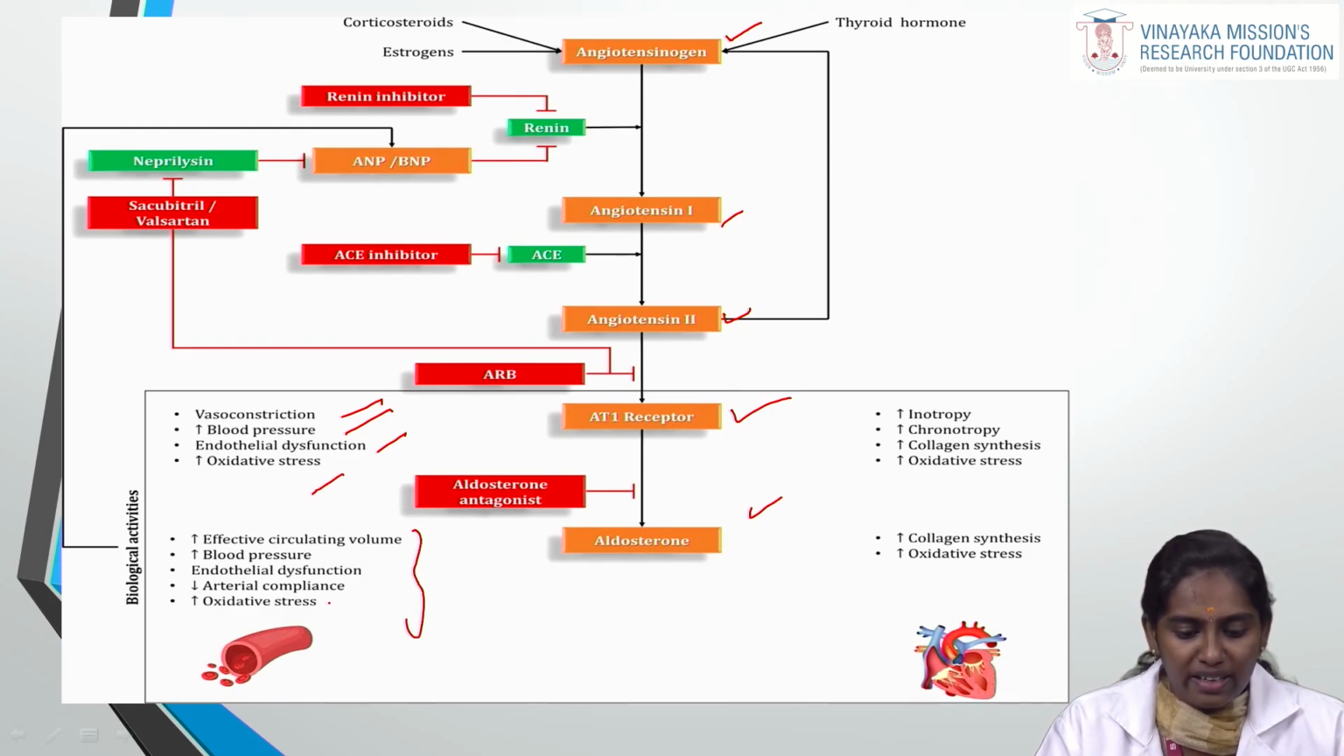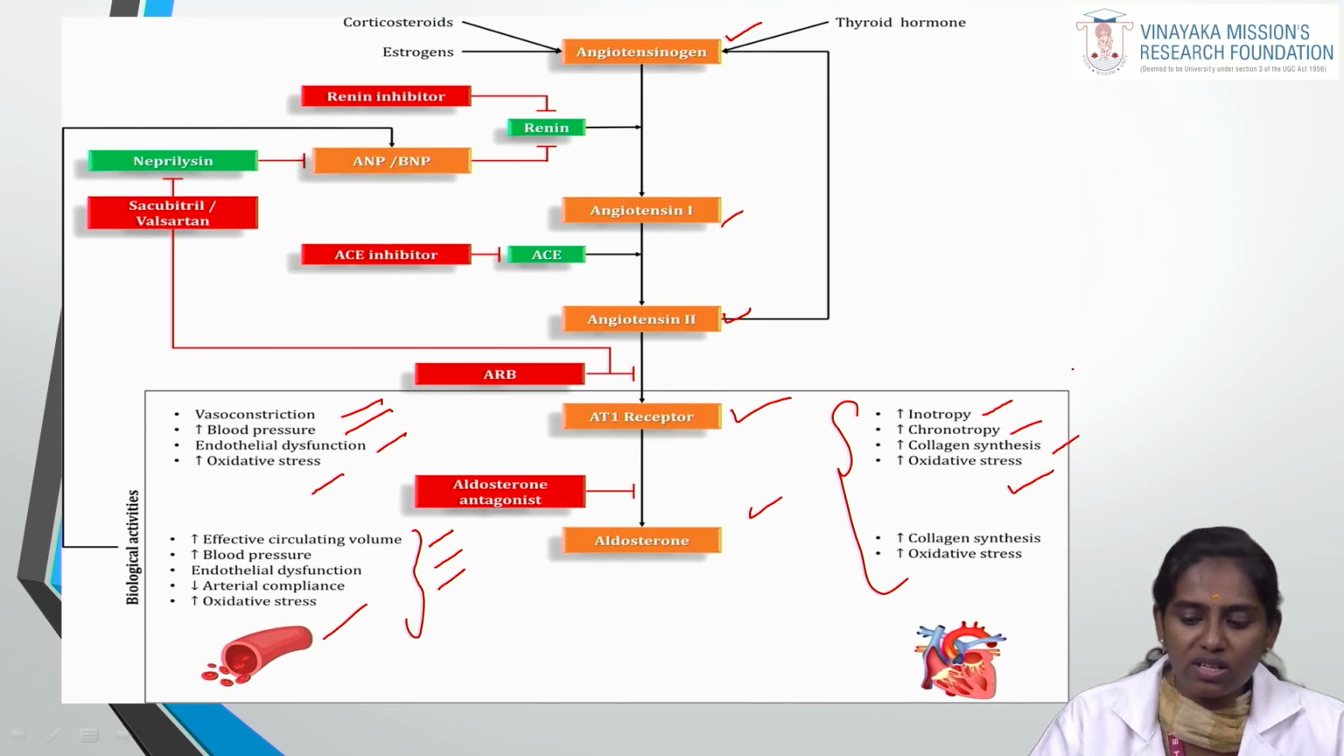The second thing it is doing is increasing the effective circulating volume, increase in blood pressure, endothelial dysfunction, increase in arterial compliance and increase in oxidative stress. It will also lead to increase in inotropy, increase in chronotropy, increase in collagen synthesis, and increase in oxidative stress also.